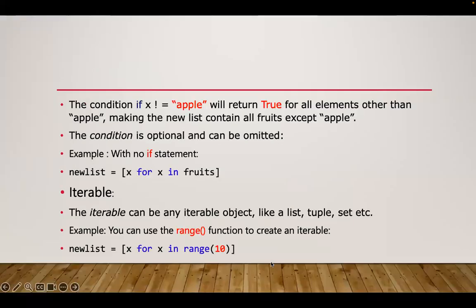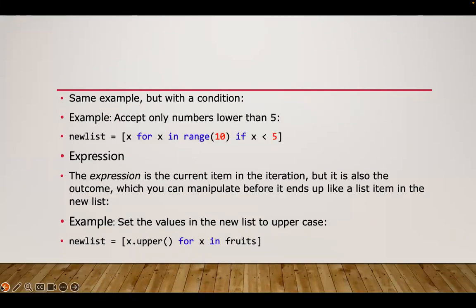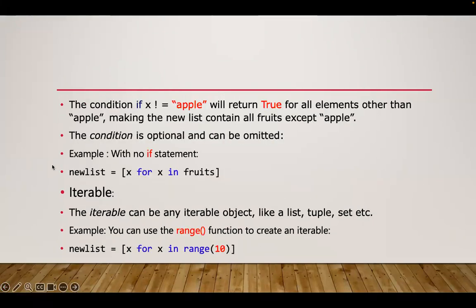So now let's move on to the next one. Now we want to have a condition: if x not equals apple. It will return true for all the elements other than apple, making the new list contain all fruits except apple. I should do that already. The condition is optional and can be omitted. You can decide not to put it in.